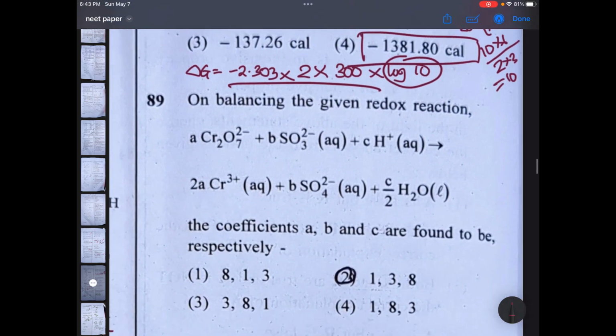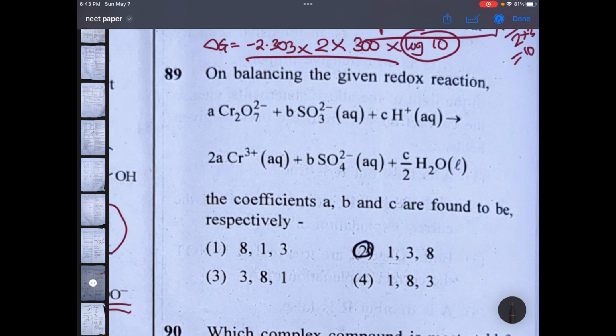On balancing the given redox reaction, Cr2O7 changes to Cr+3, the number of electrons changes 6 for 2 chromiums. Here plus 6 to plus 3. So this mole ratio, when you are taking 1 mole, this must be 3 moles. It is 1 mole, this must be 3 moles. 1 and 3, your option is this one.